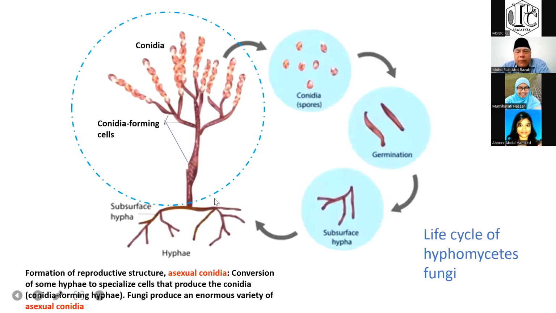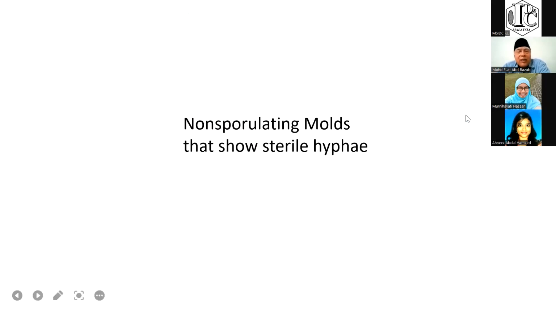So the life cycle of hyphomycetes is like this. Once the fungus produces mycelium, the hyphae will produce specialized cells. These specialized cells will produce conidia. This conidia will later germinate and form hyphae again. So this is the life cycle of hyphomycetes.